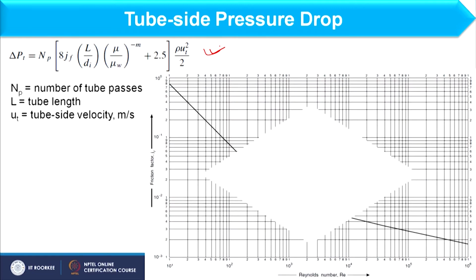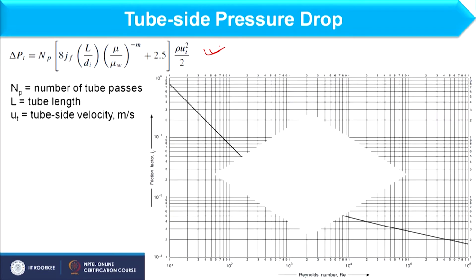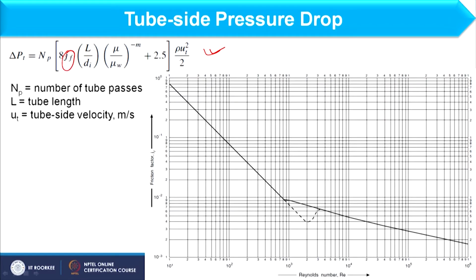So, here we have the expression which we just discussed about pressure drop in tube side, and JF factor, that is the frictional factor, you can compute using this curve. That will also depend on the Reynolds number, and once you have the JF value, you can find out pressure drop considering this expression. I hope this method is clear to you, and next we will discuss the shell side pressure drop.